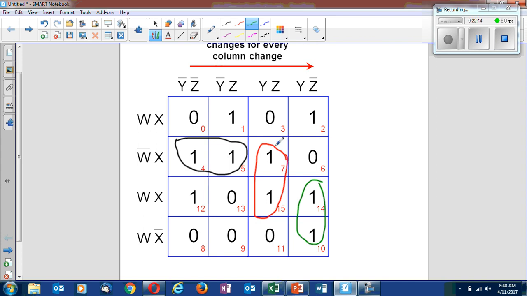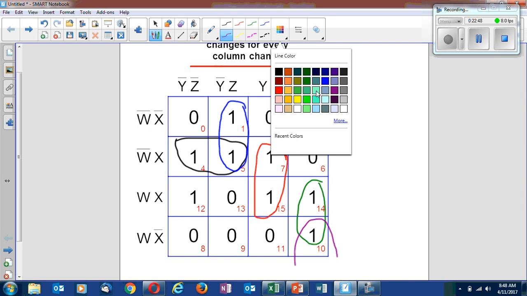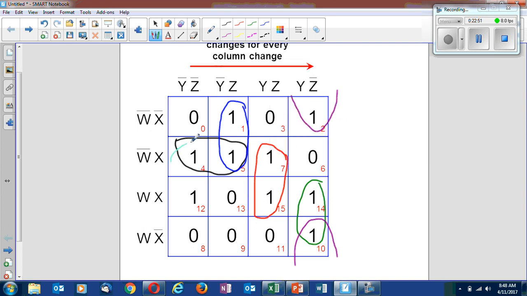Now, does that mean you want to overlap these two? Well, no, not really. They're already part of the group. But if you have a 1 that's not part of any group, and it is adjacent to a 1 in another group, then an overlap is okay. So I'm going to have an overlap over here. And then I'm going to have an overlap over here. And my last one, which color didn't I have? Turquoise. Is going to be this group over here. So let's go ahead and write down that final answer.